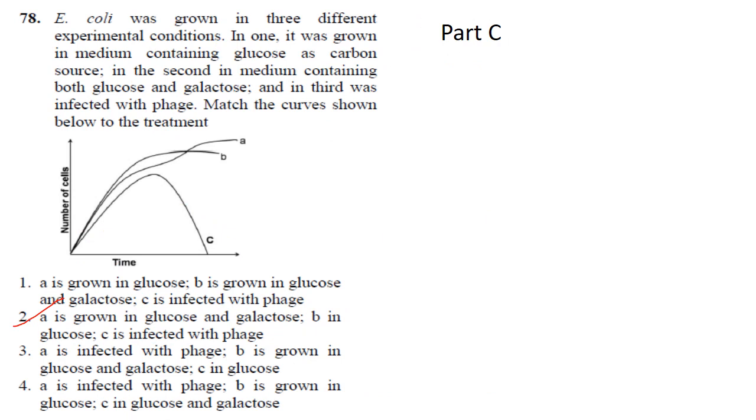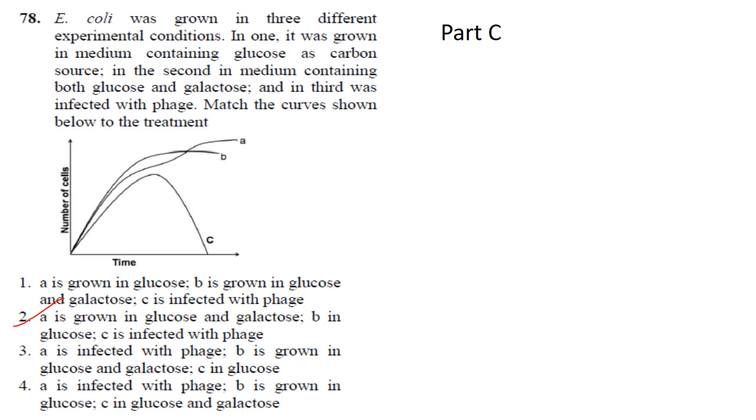Then next one, that is part C questions. E. coli was grown in 3 different experimental conditions. In one, it was grown in medium containing glucose as carbon source. In the second, in medium containing both glucose and galactose. In the third, it was infected with phage. Match the curves shown below with the treatment.